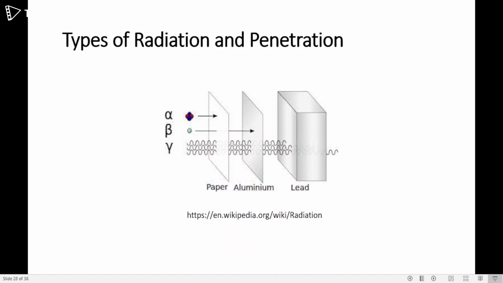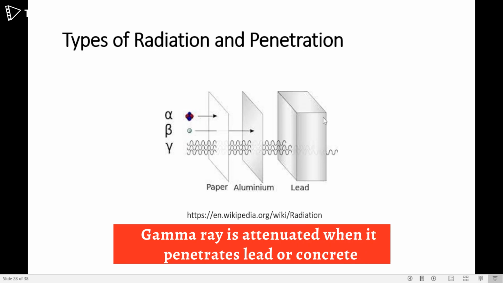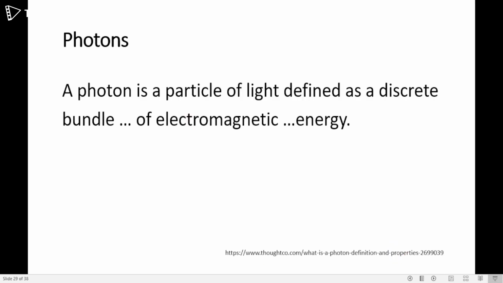So this illustration here shows the relative abilities of 3 different types of ionizing radiation to penetrate solid matter. We can see that alpha particles are stopped by a sheet of paper. Beta particles are stopped by an aluminum plate, and gamma rays are stopped by lead or concrete. So we talk about photons when we mention gamma rays. We said gamma rays are also photons.